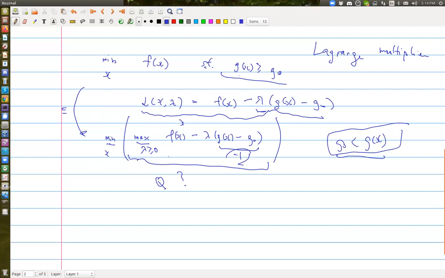Which one did you ask for, max? This inside the bracket. So if this is violated, G0 is less than Gx, what will be the things inside this bracket here? Be careful, look really carefully. If this is violated, this is minus negative, right? So what is lambda here? Lambda can be anything bigger than or equal to 0.